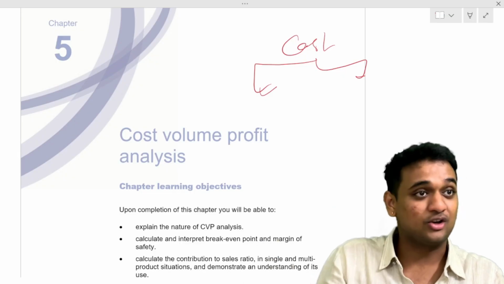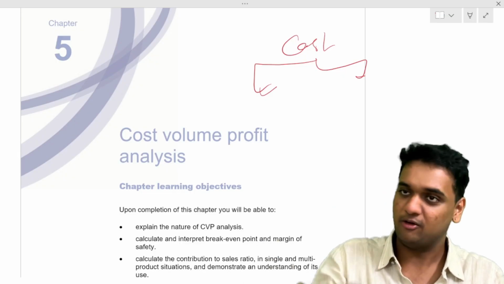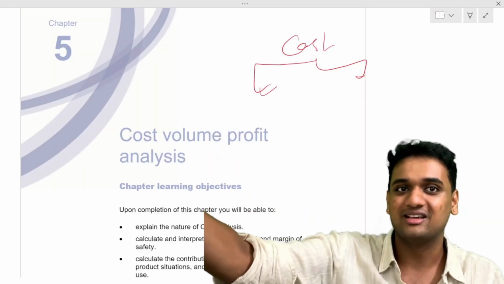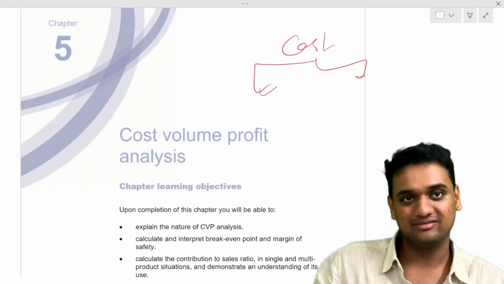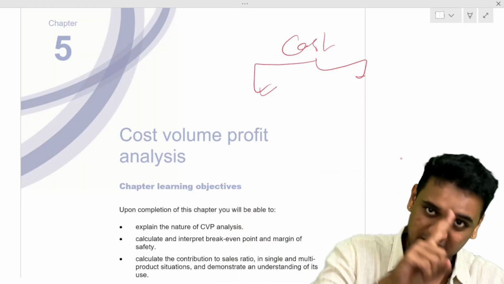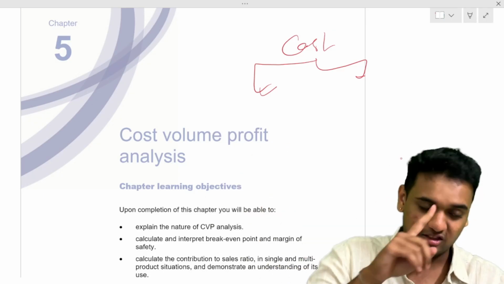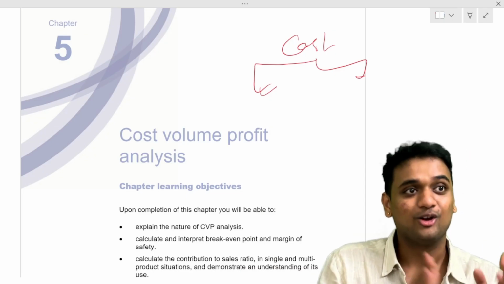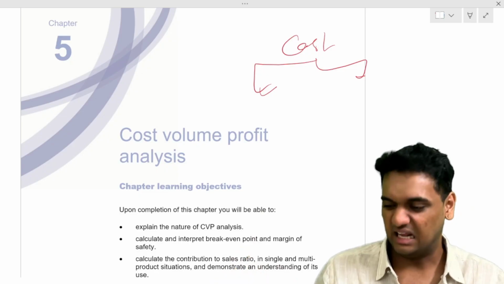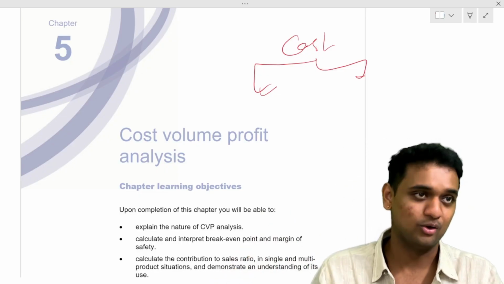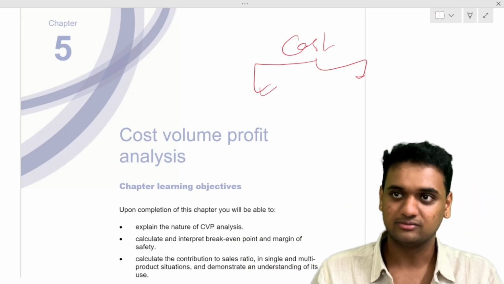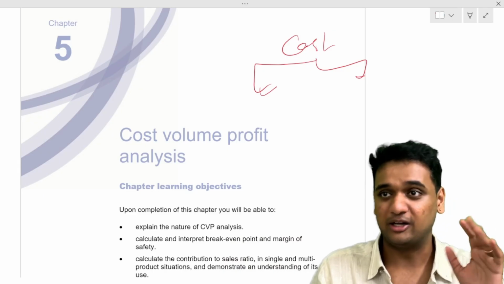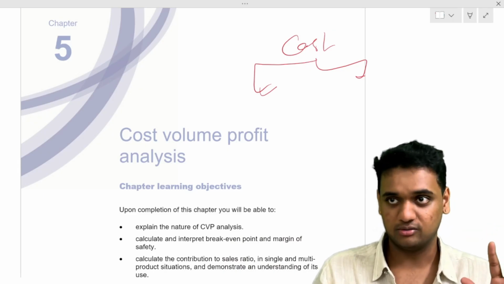One more advantage is this cost: I have to pay it irrespective of whether I produce or not. Even if I produce 10,000 or 20,000 units, I will have to pay the same rent. If I produce 0 units, I still pay the same rent. If I produce 10,000 units, I pay the same salary; if I produce 0 units, the same salary. Cost will remain the same irrespective of the number of units I produce. These costs are called fixed costs.